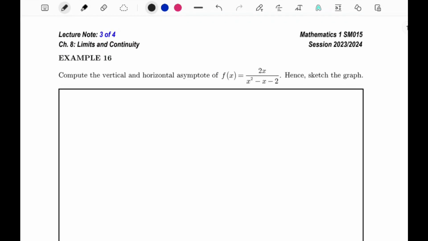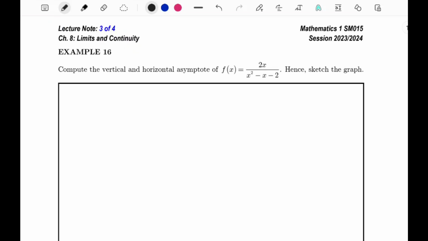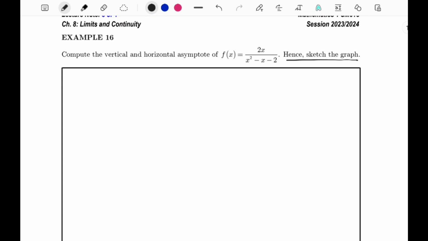16. Compute the vertical and horizontal asymptote of f of x equals 2x over x squared minus x minus 2. Hence, sketch the graph. Okay, so to find the vertical asymptote, we're going to focus on the denominator. So we're going to take x squared minus x minus 2 equals 0, and then factorize to get x plus 1, x minus 2 equals 0, and we get x equals -1 and x equals 2.